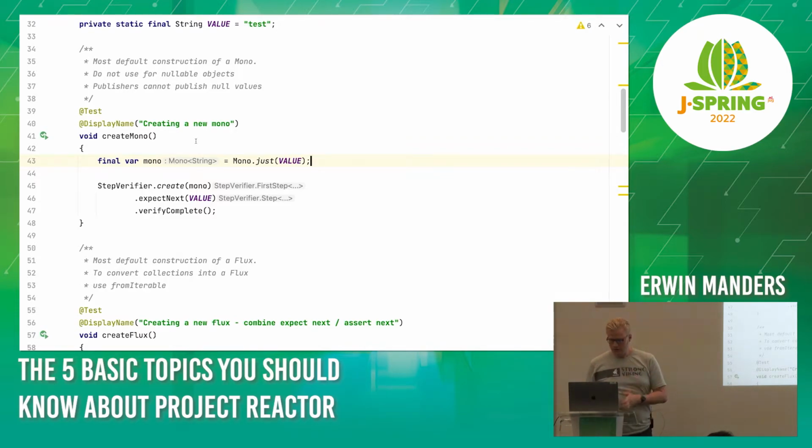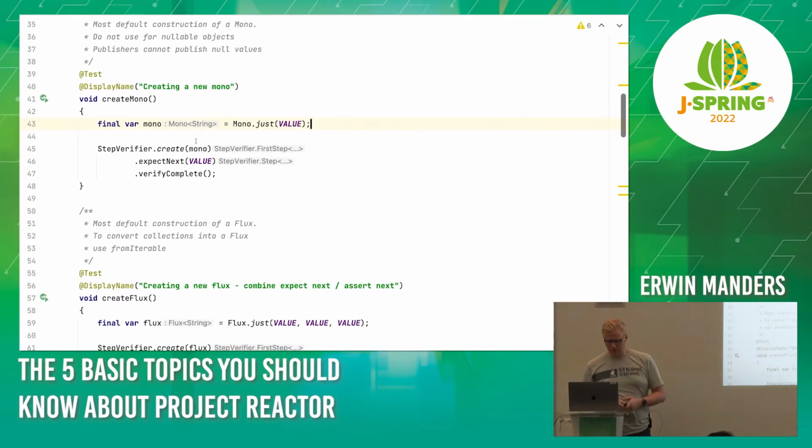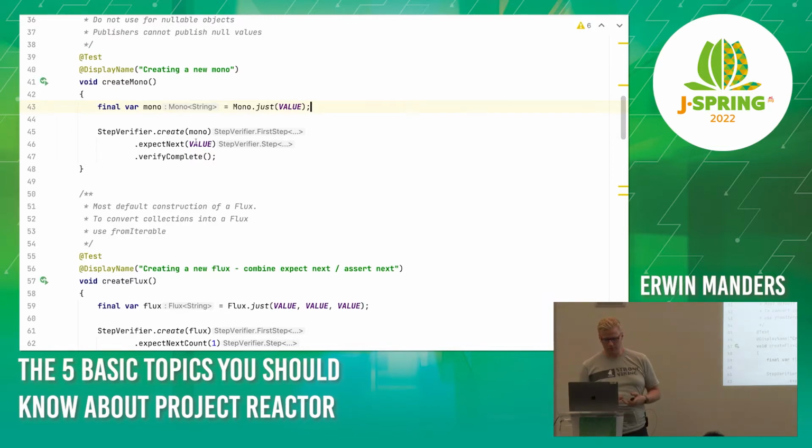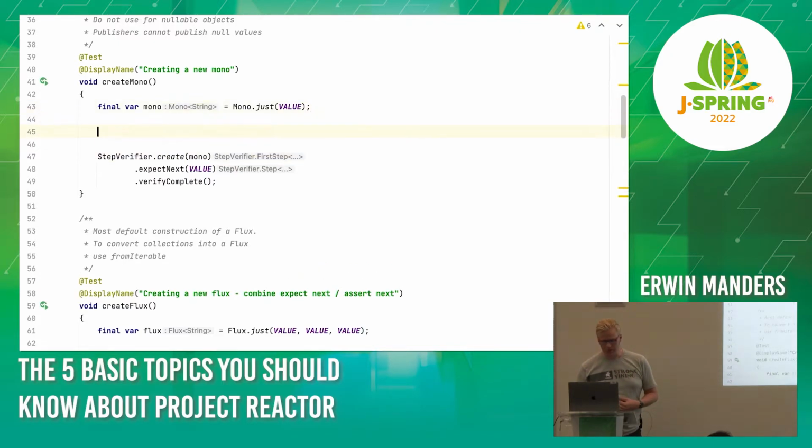So let's have a basic look at how to set up a very simple publisher. Well, first of all, what you should know is that using Mono, I can very simply just use a constant to create a publisher. It looks very stupid, but the whole idea why I start with this is because I want to introduce to you the StepVerifier, because when it comes to testing publishers, we have to actually learn a lot as well.